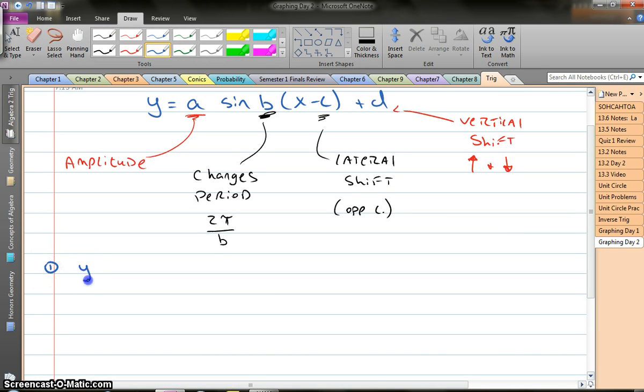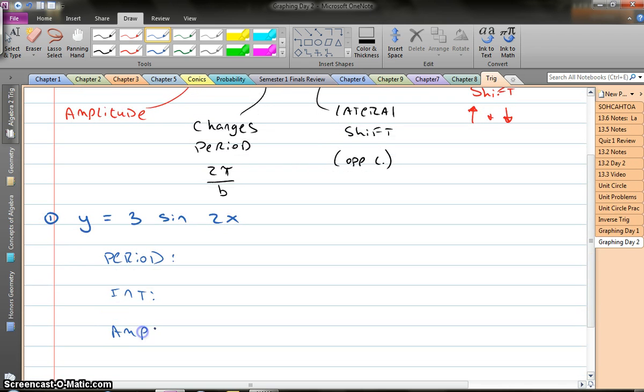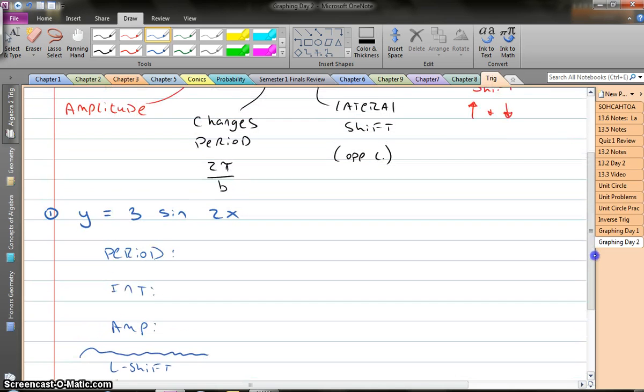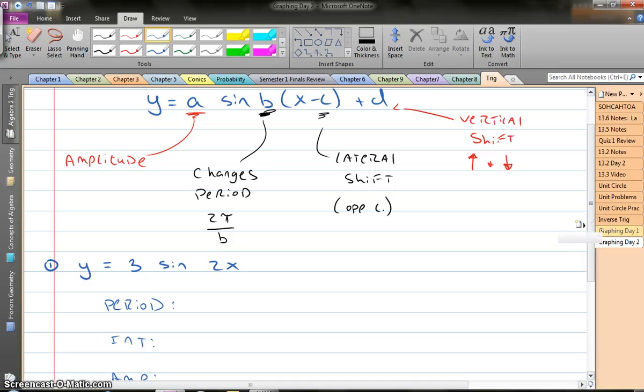So example 1, I have y equals 3 times the sine of 2x. We have to identify my period, my interval, my amplitude, and then we have our lateral shift and vertical shift. Remember, those are after our dotted lines, so we like to take care of that afterwards. Now I'm going to scroll back up so we can focus on the equation here.